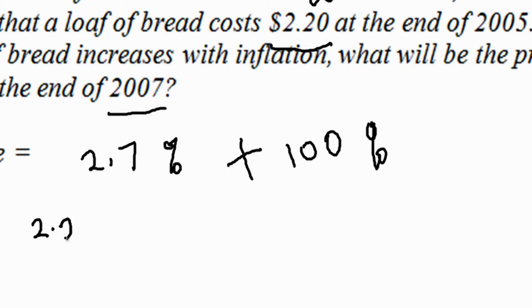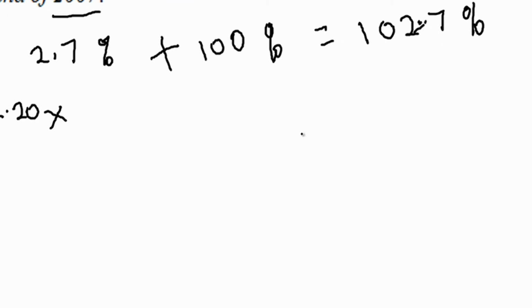$2.20 plus, and we're going to times an increase of that 102.7%. Because our increase is 2.7%, and our bread costed 100% originally, so the end of 2005. So full price will be 102.7%. So we want to increase it by that. So all you do is go $2.20 times 102.7 divided by 100, and that will give us the answer in one hit, and it'll be $2.26. And that's the way you do that in one hit.